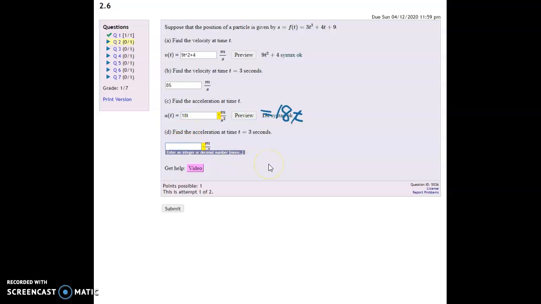And then they want the acceleration at time t equals 3 seconds. So if we put t equals 3 into the function that we just came up with, 18 times 3 is 54.